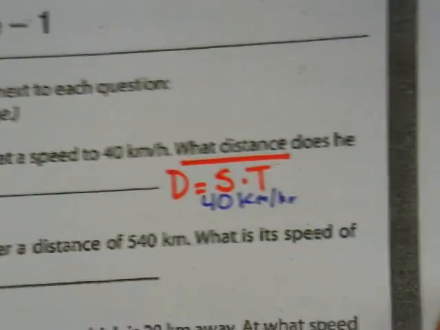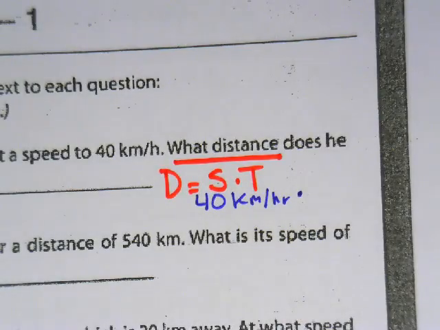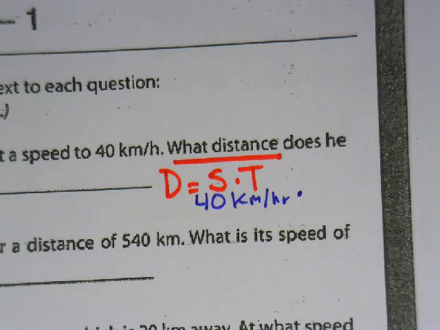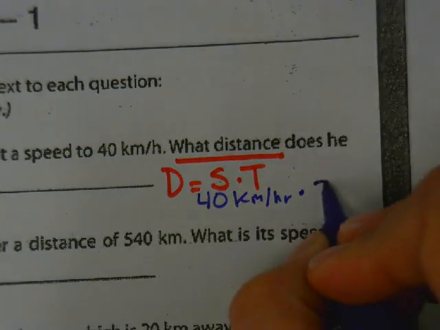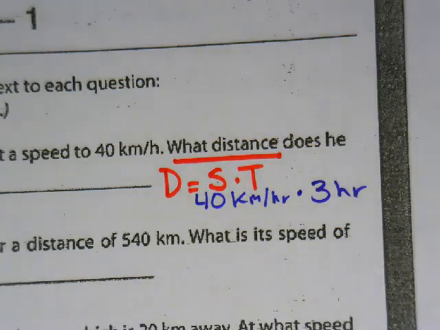Now, times. What's my time? Let's read the question again. What would be my time? 3 hours. So write that down. Now, multiply. 40 times 3. But if you just write 120, you would be marked wrong.